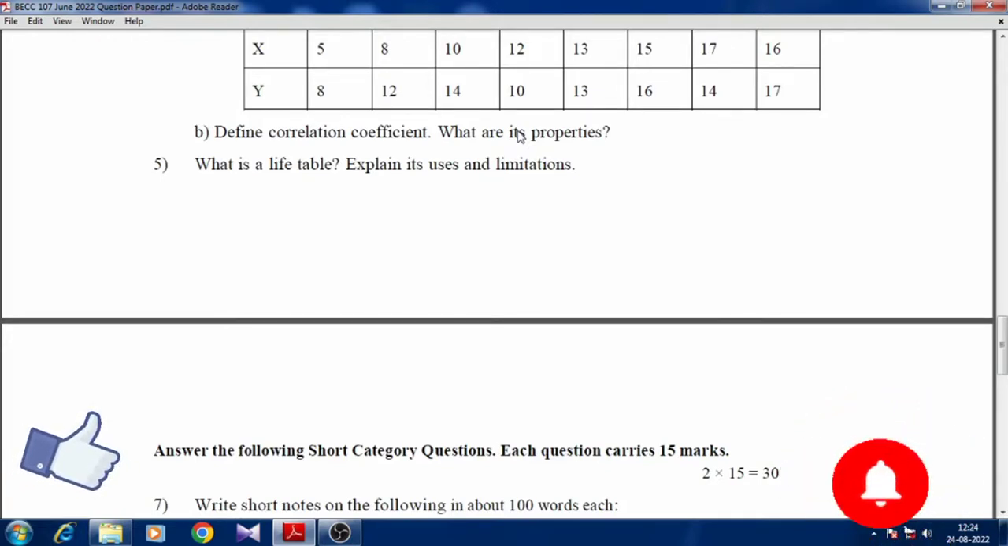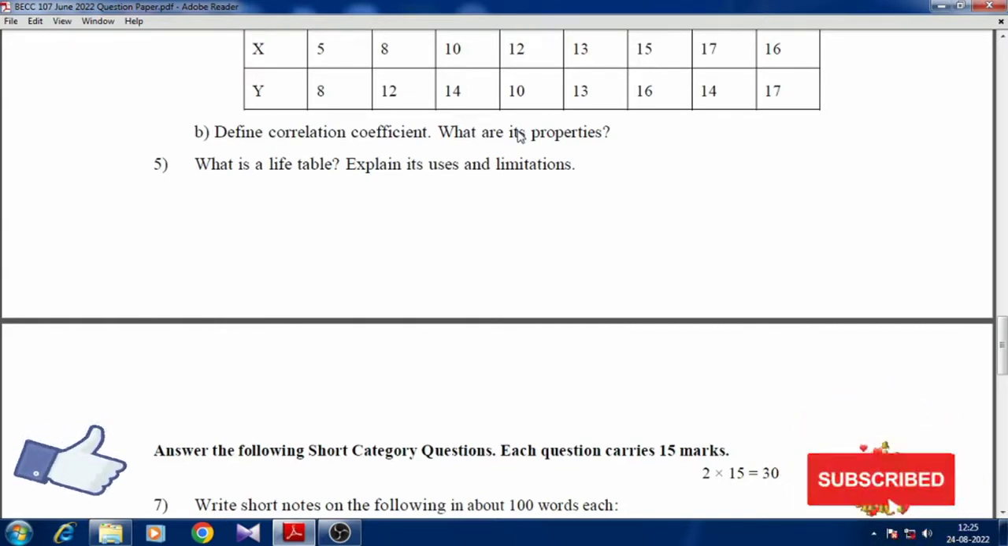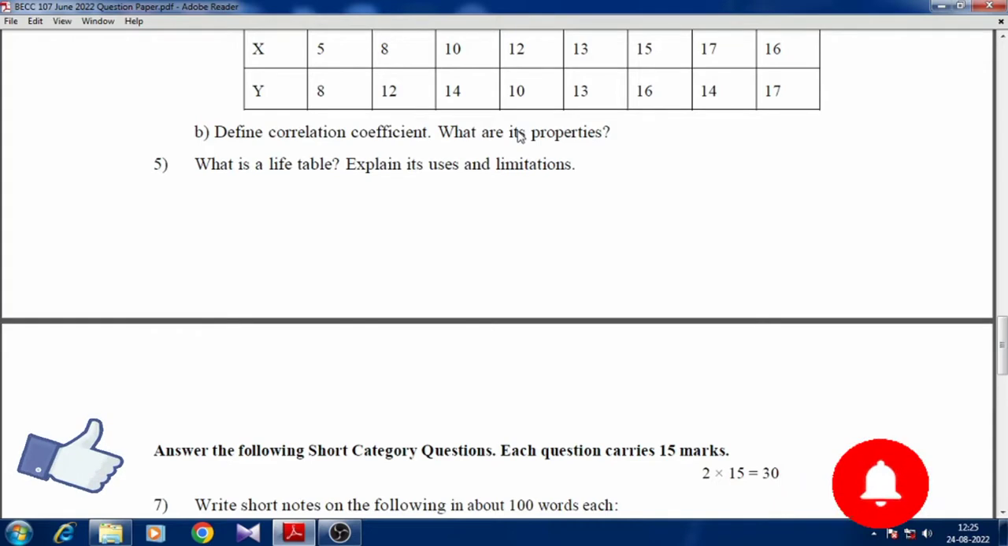Define correlation coefficient. What are its properties? What is life table? Explain its uses and limitations.